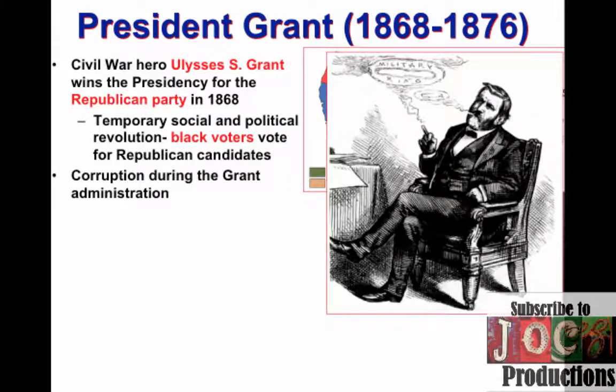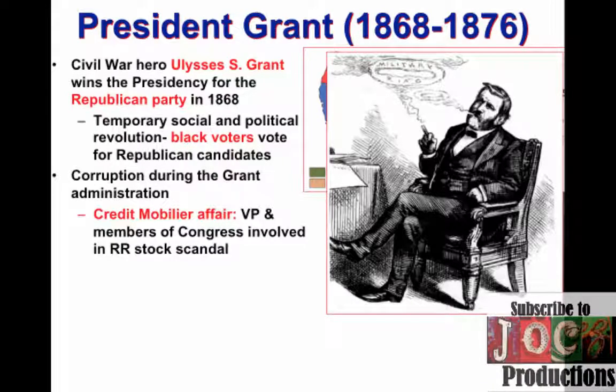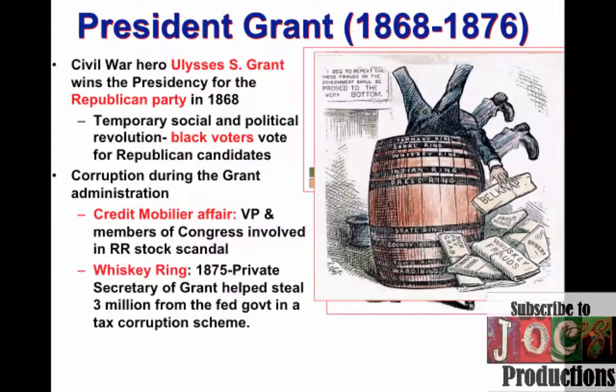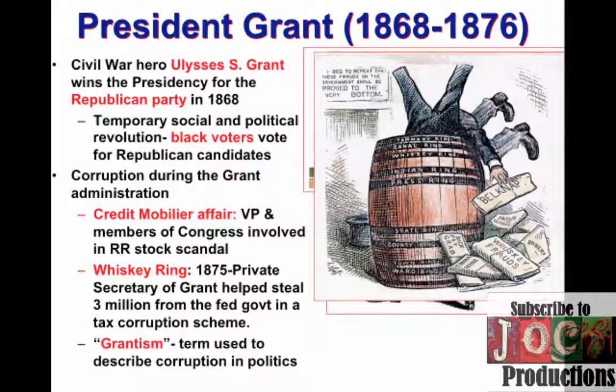Now the problem for Grant is there's going to be a lot of corruption during his administration. And it's really the people around him that are the key culprits in this corruption. There's an event called the Credit Mobilier Affair where his vice president and members of Congress are involved in this sale of railroad stock, and it's a whole scandal where they're personally enriching themselves. You have the Whiskey Ring in 1875 where Grant's private secretary is found to be stealing $3 million from the federal government in a tax corruption scheme. And there's many other examples of this corruption. In fact, the term Grantism was used to describe corruption in politics. So Grant's going to have a hard time as president.